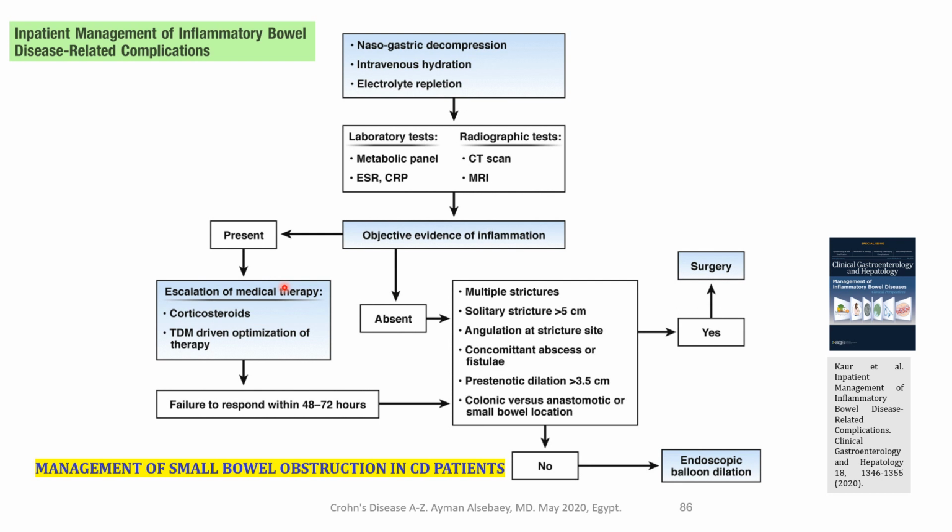This is very important. If there is no inflammation from the start, see if the patient is fit for endoscopic therapy or surgical therapy. If the strictures are multiple or beyond the reach of the scope or more than 5 centimeters, or the dilatation is more than 3.5 centimeters, here surgery is the rule. If not, you may try endoscopic balloon dilation.